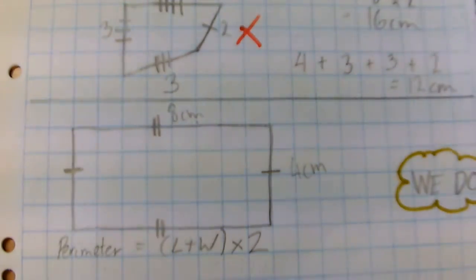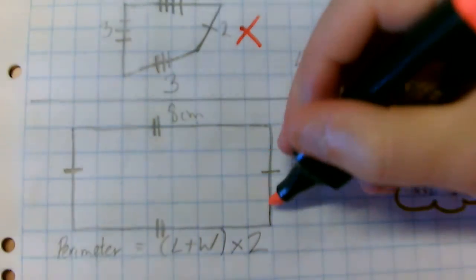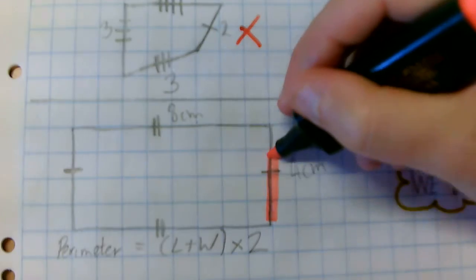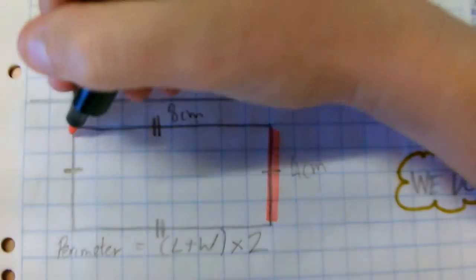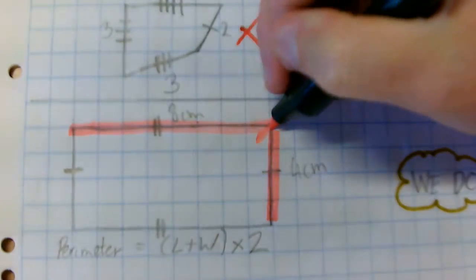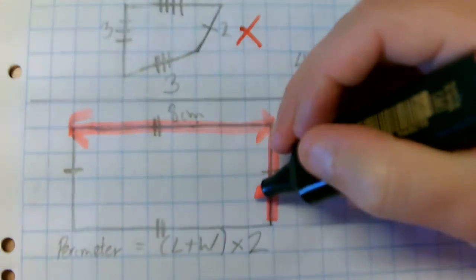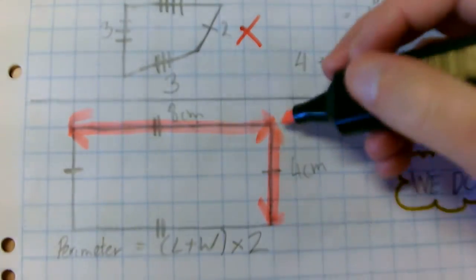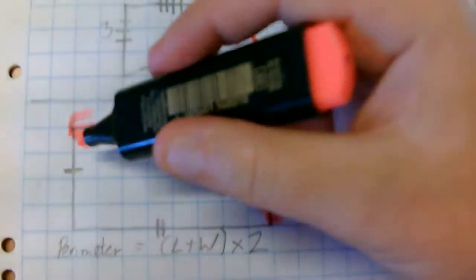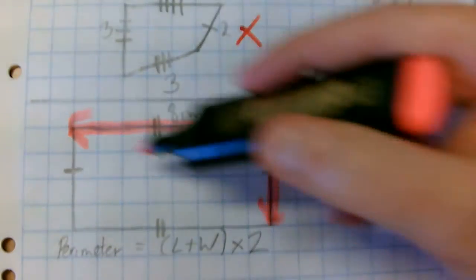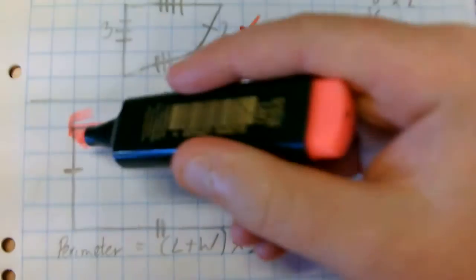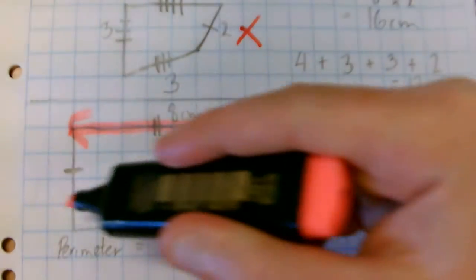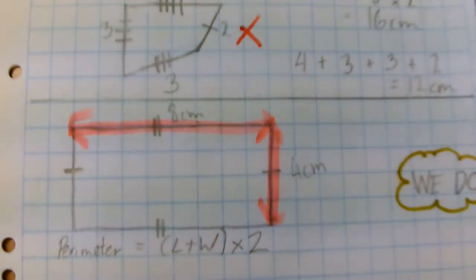I'll give you some thinking time. And while you're thinking, the reason why we times it by 2 is because this is the length, and this is the width. So this is the length, this is the width. And if we add them together, we're only going to get half the perimeter. We need to double it so that we can add this part of the perimeter as well.